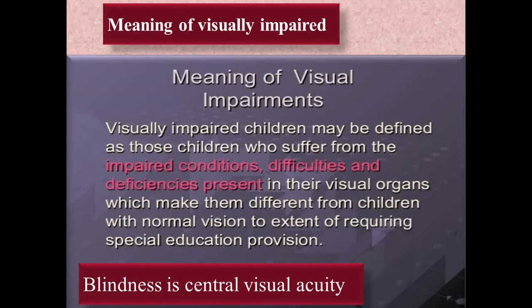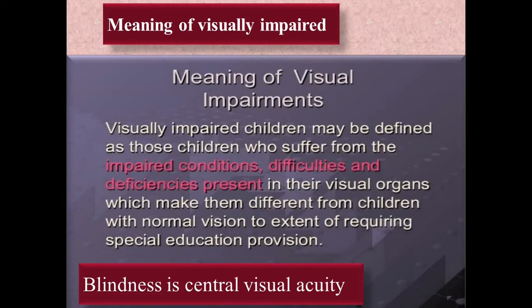Let us see the meaning of visually impaired. Visually impaired children may be defined as those children who suffer from impaired conditions, difficulties and deficiency present in their visual organs, which make them different from children with normal vision to the extent of requiring special education provision.